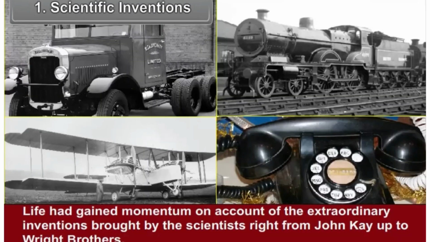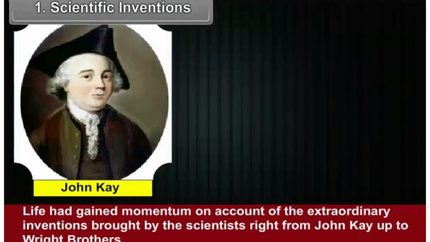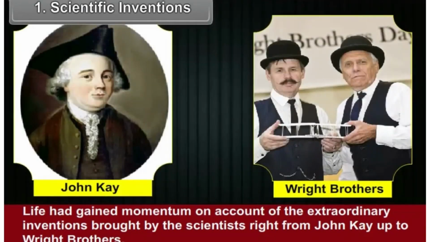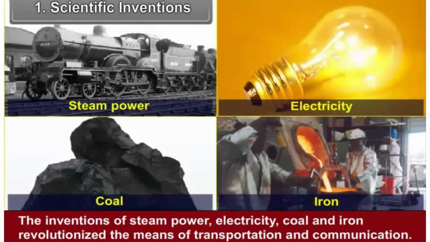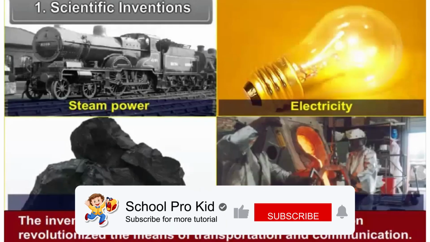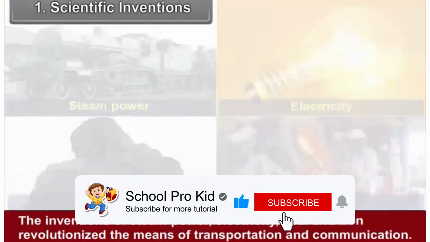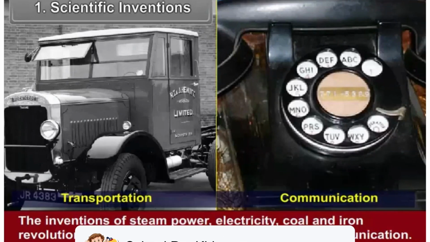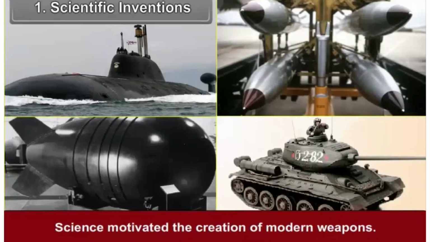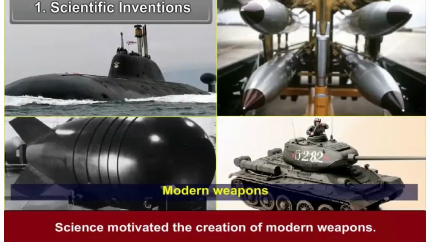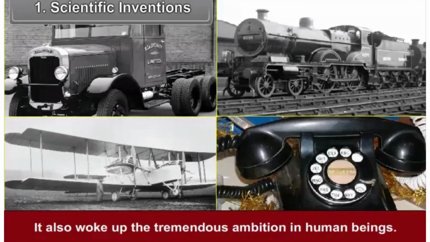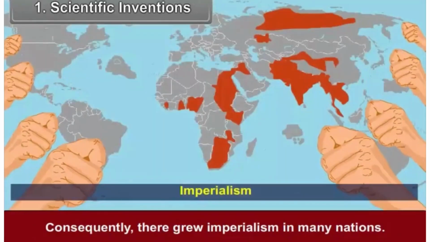First, scientific inventions. Life had gained momentum on account of the extraordinary inventions brought by the scientists, right from John Kay up to the Wright brothers. The inventions of steam power, electricity, coal and iron revolutionized the means of transportation and communication. Science motivated the creation of modern weapons. It also woke up tremendous ambition in human beings. Consequently, there grew imperialism in many nations.